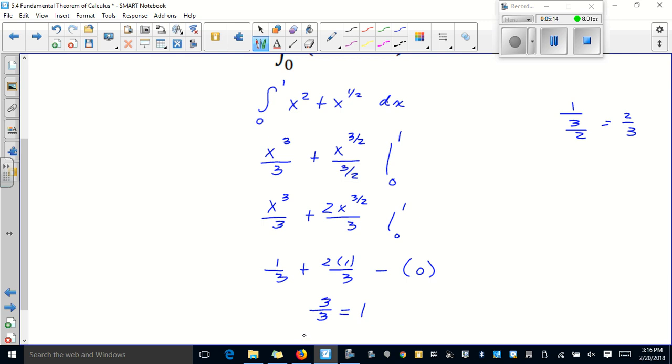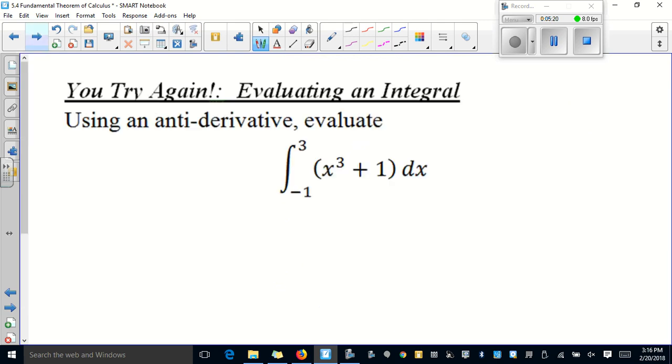Let's try that one again. Do keep in mind that once you do the integral, you don't write that again. So 3 plus 1 is 4, so this is x to the 4th over 4 plus x, evaluated from -1 to 3.